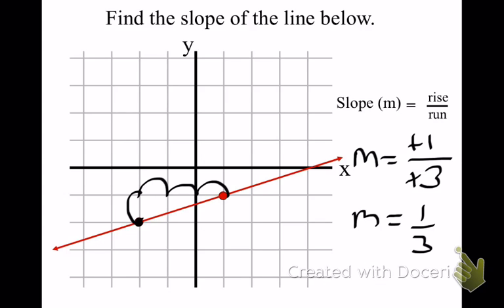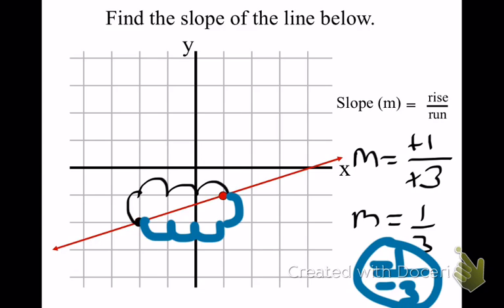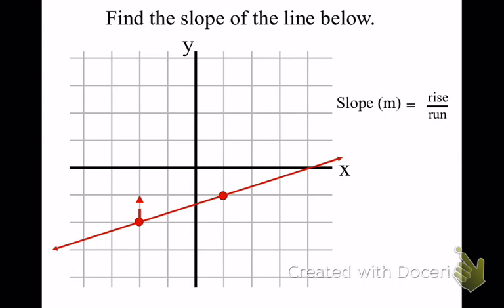Now it doesn't really matter. I could have used, how about -1? My rise is a -1, and then running 1, 2, 3 over -3. It still reduces to the same thing. So any 2 points, it does not matter. All right.